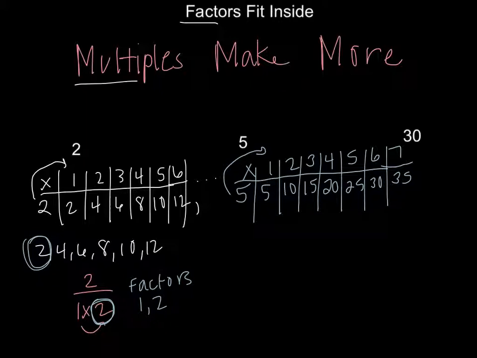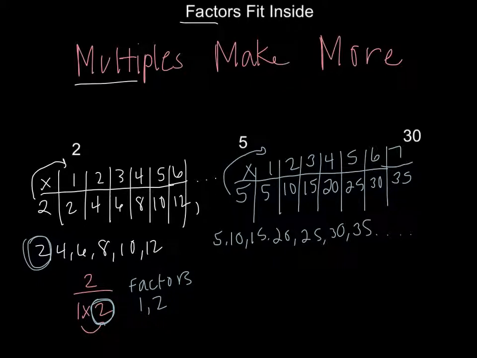So some of my multiples are 5, 10, 15, 20, 25, 30, 35, 40, 45, 50, 55, 60, 65, 70, and so on and so forth. So once again, these multiples will go on forever and ever because multiples can always make more.